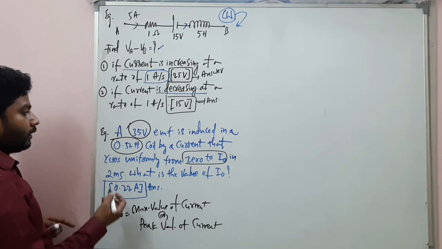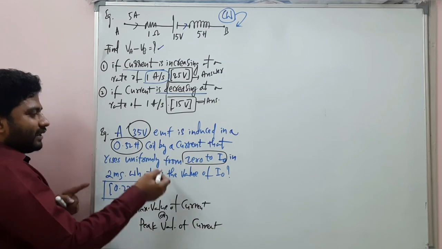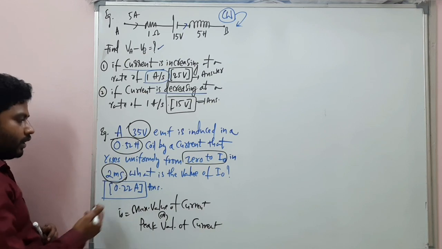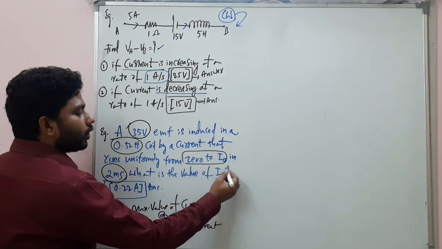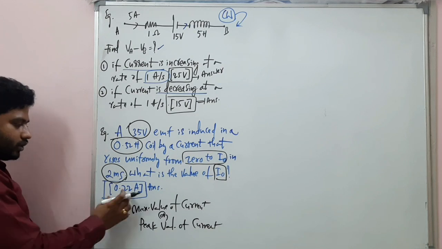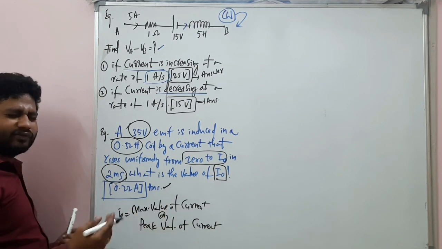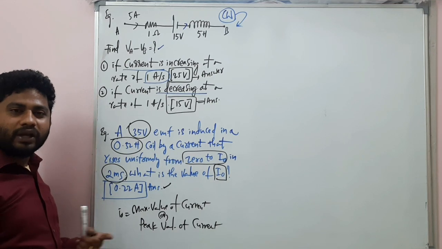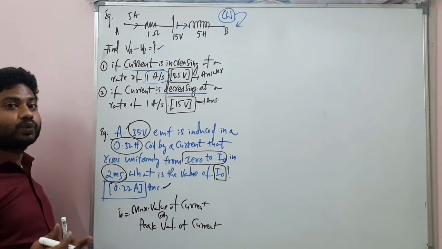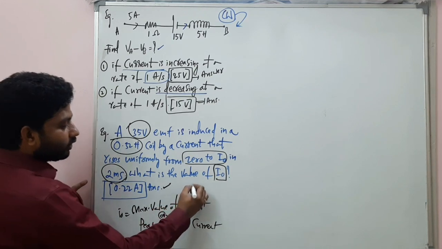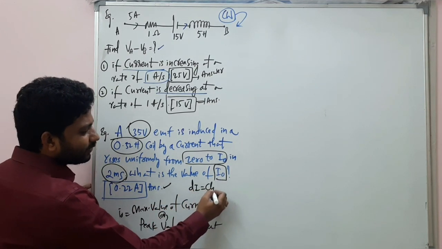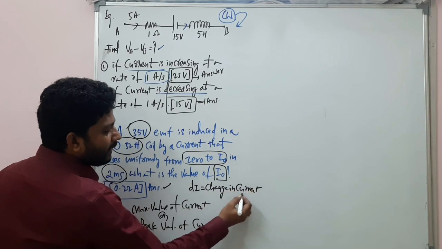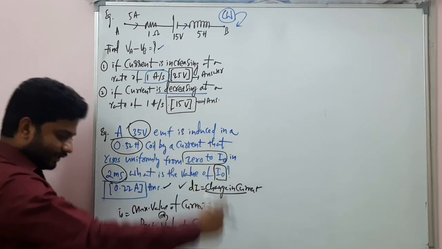Now, the current is rising from 0 to I0 in 2 milliseconds. What is the value of I0? So this you can find by using the basic formula: induced EMF is equal to L into di by dt, where di is the change in current. That's the hint I am going to give you here. So di is equal to the change in current, the final value minus the initial value.